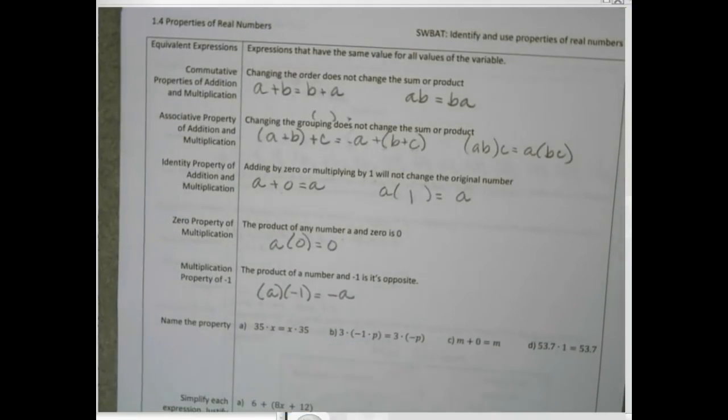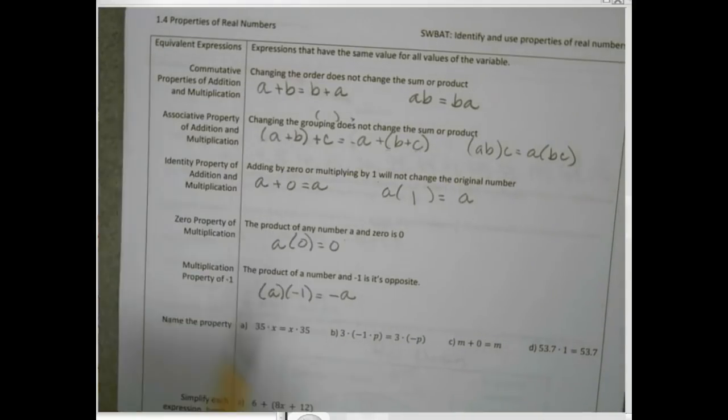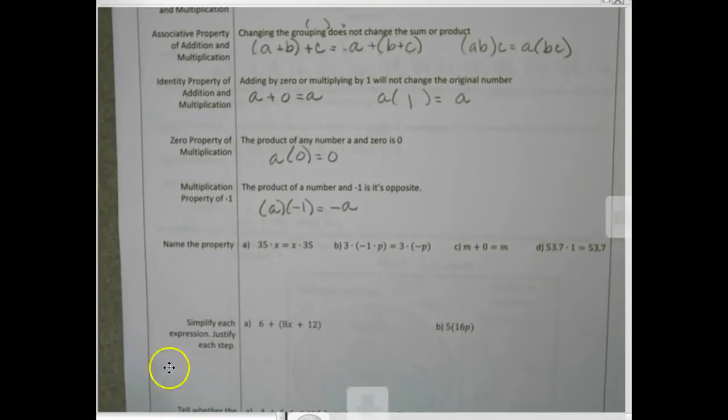Okay, looking at those 1, 2, 3, 4, 5 properties, name these properties for A, B, C, and D. I do legit want you to press pause right now. Name the properties for A, B, C, and D.